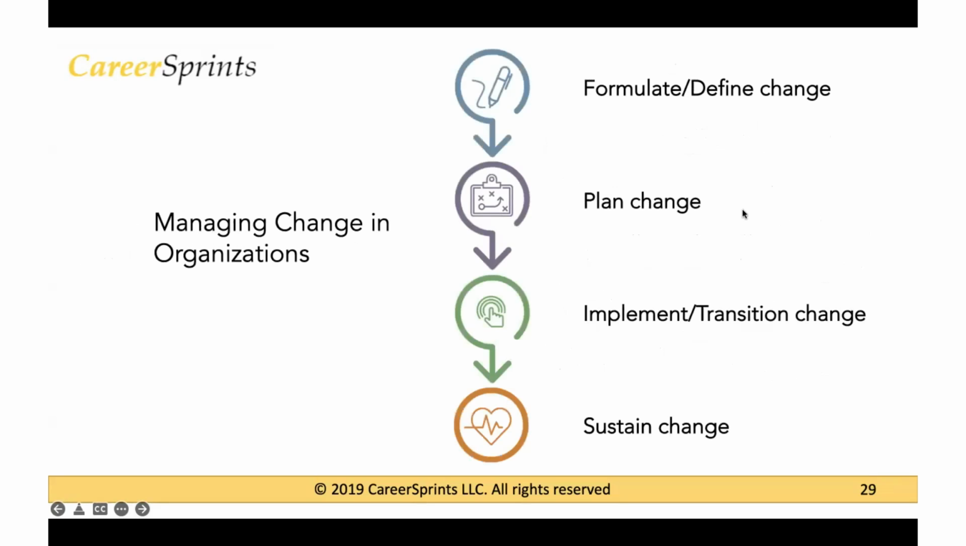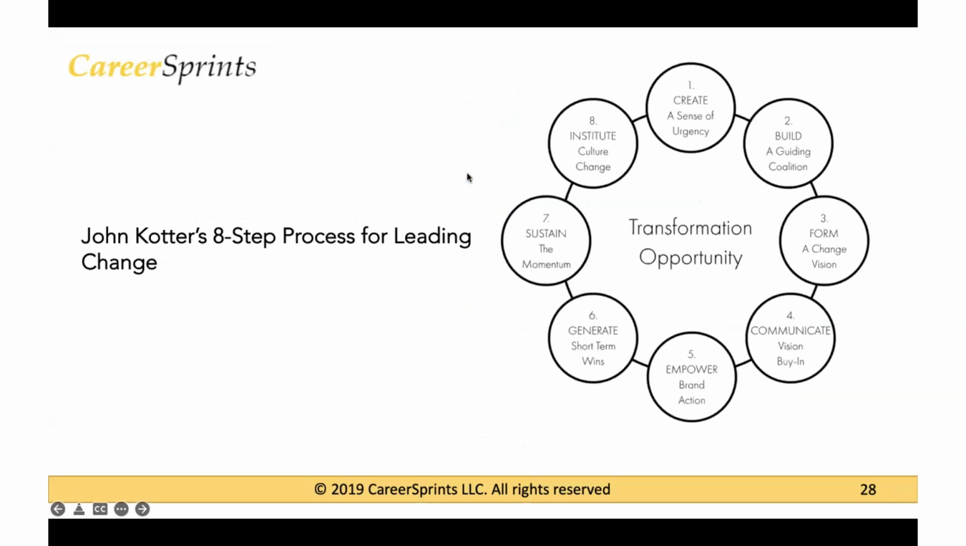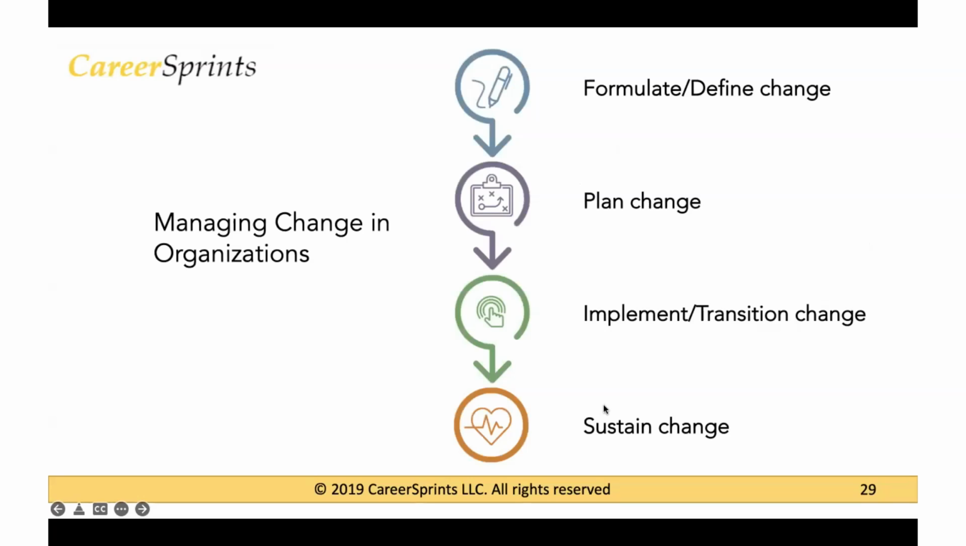Next is you have managing change in organizations. This is very similar to the 8 steps that I explained. Again, you will formulate and define the change, you will plan the change, you will implement or transition the change, and then you will sustain the change. So if you look at these steps here, they kind of map with the steps that I just explained here. So this information is also given in the PMBOK 7th. So I'm not going to elaborate on it too much. You can read through it.